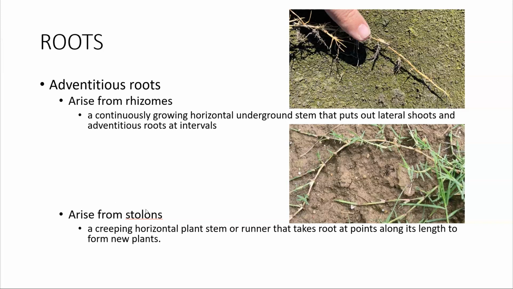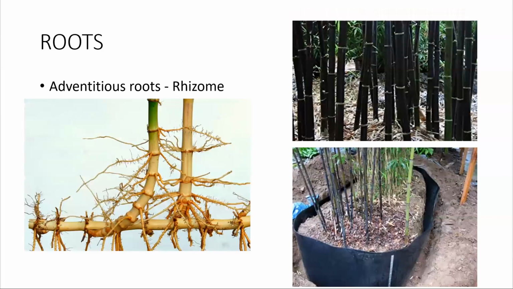rhizomes and stolons are both modified stems. Adventitious roots are grown off of these modified stems. Okay, now let's look at some other rhizomes. So other ones that we're familiar with, bamboo, right? Bamboo is a really cool plant and very useful for a number of different reasons.